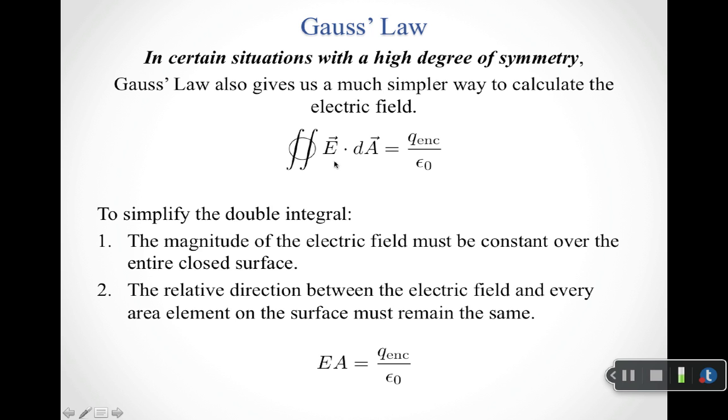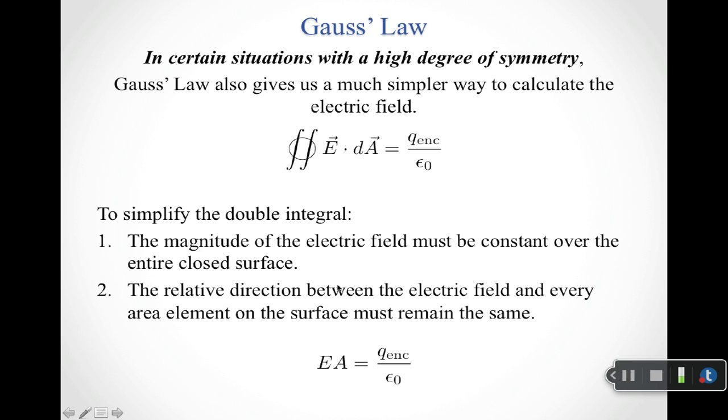The first is the magnitude of the electric field must be constant over the entire closed surface. So we've got to pick exactly the right Gaussian surface so that the magnitude of the electric field is constant at all points on our surface. And then we've also got to pick exactly the right Gaussian surface so that the relative direction between the electric field and every single area element is going to be the same. So our electric field vector has always got to point the same relative to our little area elements dA over the entire surface as well.